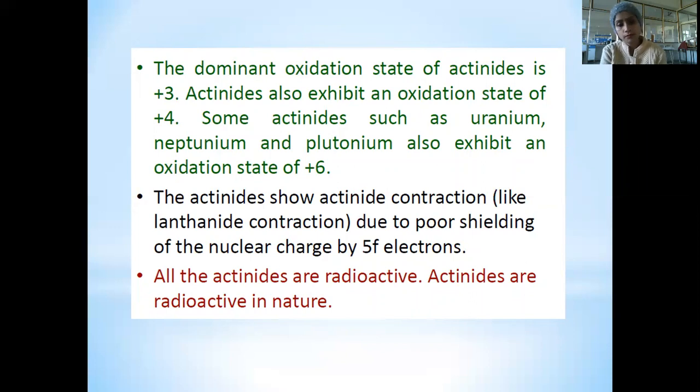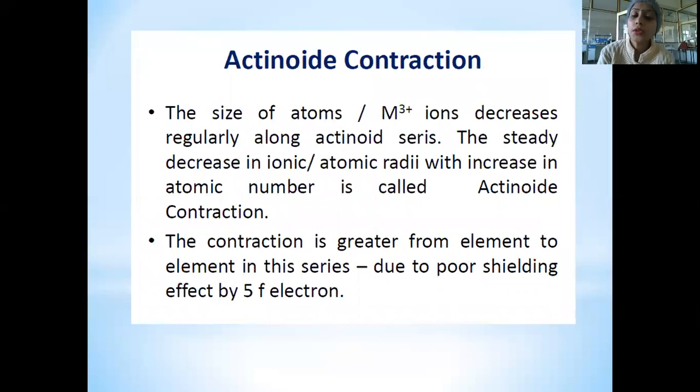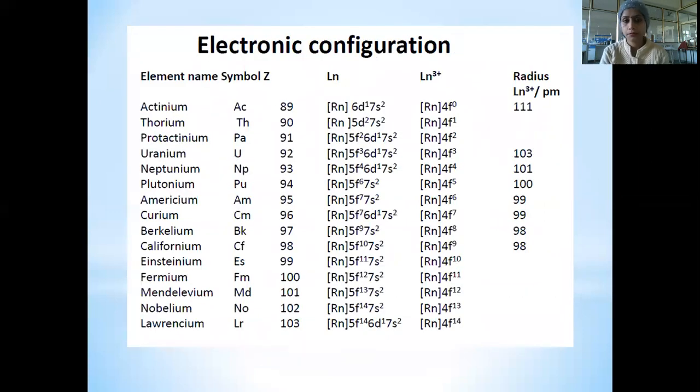radioactive in nature. Now, similar to lanthanide contraction, they also exhibit actinide contraction. So what happens is, as the size of the atoms or the trivalent cations decreases regularly along the series, this steady decrease in the atomic or the ionic radius with the increasing atomic number is called actinoid contraction. And this contraction is more from element to element in this series. Why? Because of the poor shielding effect by the 5f electrons.